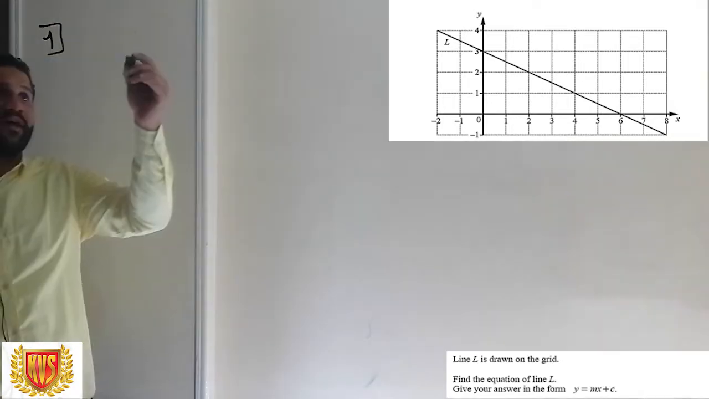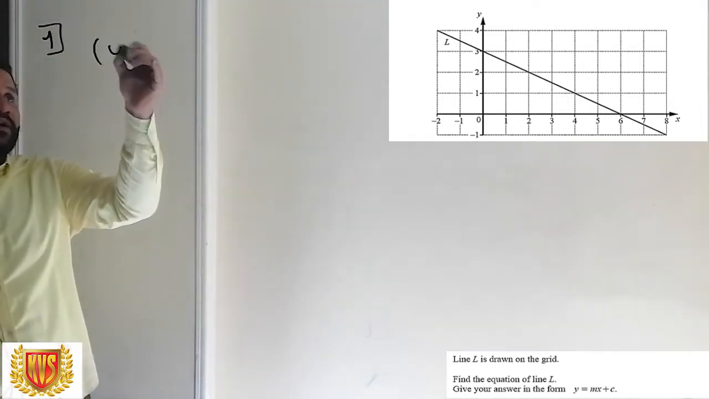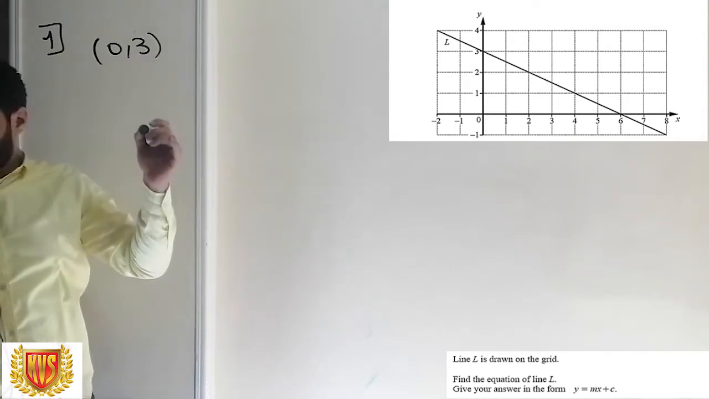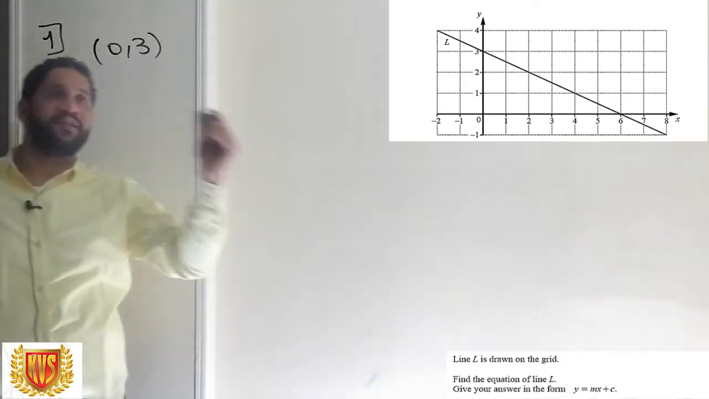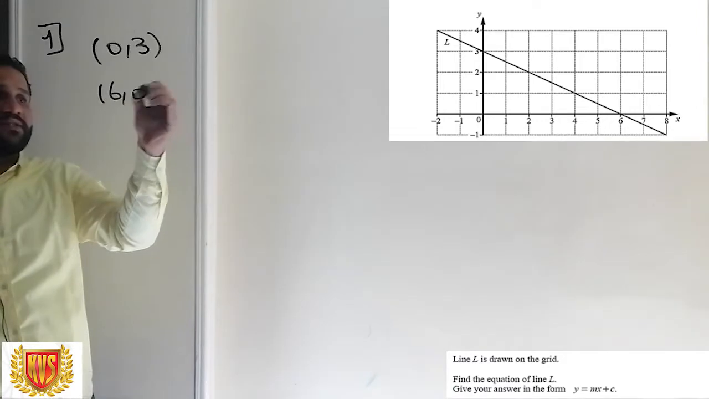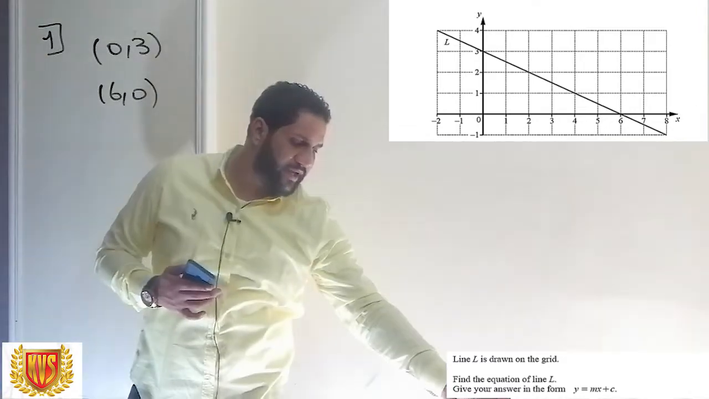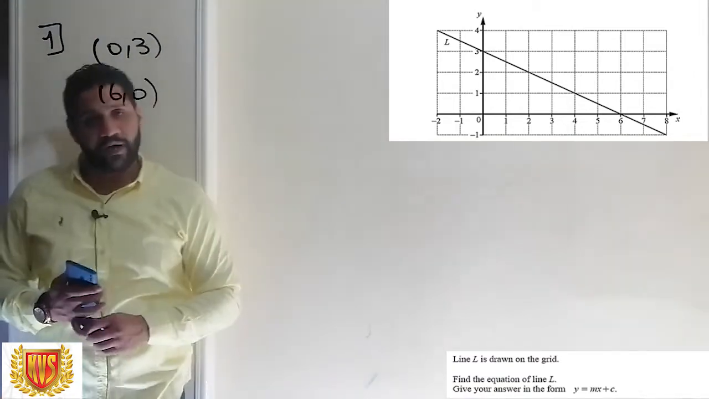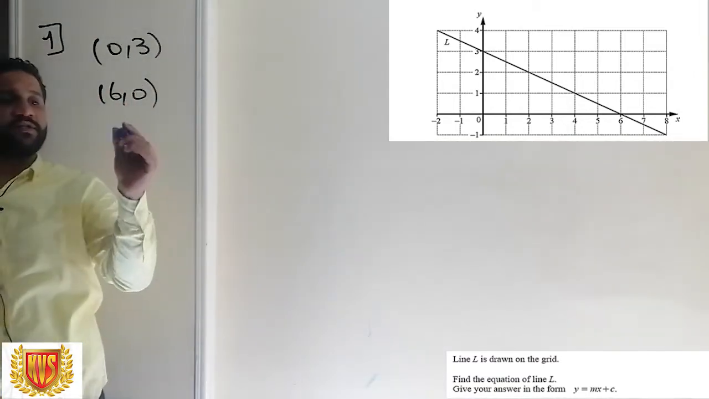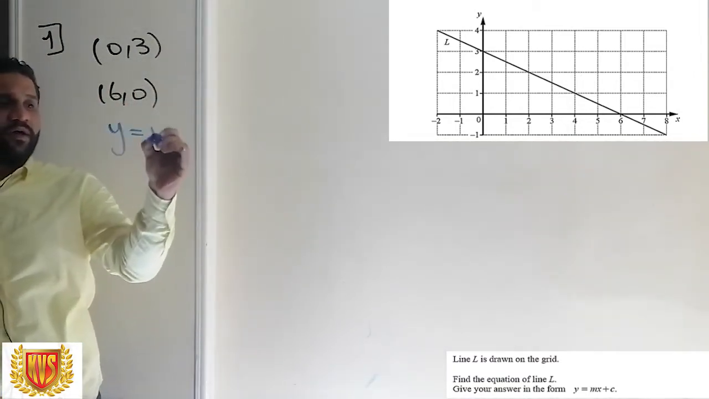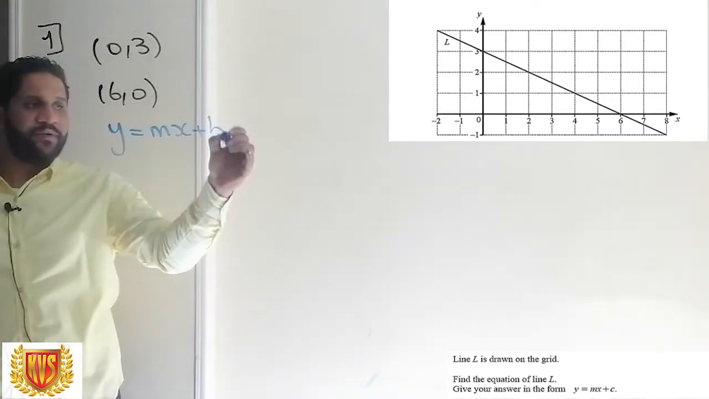I can say that the line cuts the y-axis at 3, so I have 0 and 3, and I can see that the line is cutting the x-axis at 6 and 0. Okay, after getting the 2 points, I can get my line. How? The rule is that y equals mx plus b.